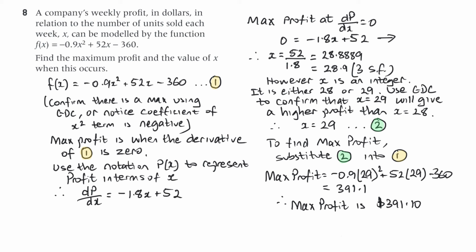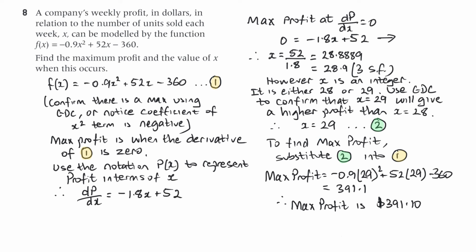However, x is an integer. It is either 28 or 29. Use GDC to confirm that x is 29 will give a higher profit than x is 28. Therefore, x is 29. This is similar to the previous one, but I didn't focus on it too much. But you need to know that this is units sold. We can't have half a unit. Similarly, the previous one. So you have to take a whole number. And I've chosen 29 here because that would give a higher profit than 28.